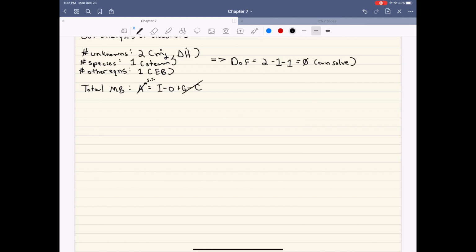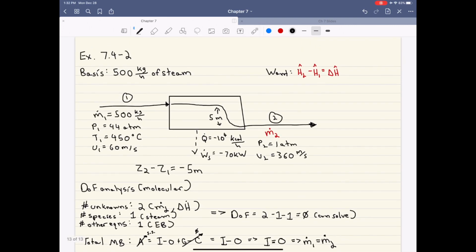And we don't have any reaction going on, so this is also 0. Therefore, we're just left with input minus output. So our input should equal our output, vis-a-vis our mass flow rate in should equal our mass flow rate out. All right, so that's easy. We now know what M2 is. It's equal to our basis up here, 500 kilograms per hour of steam.